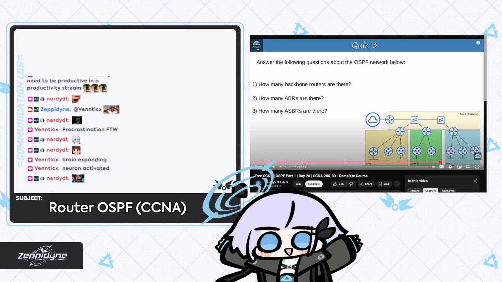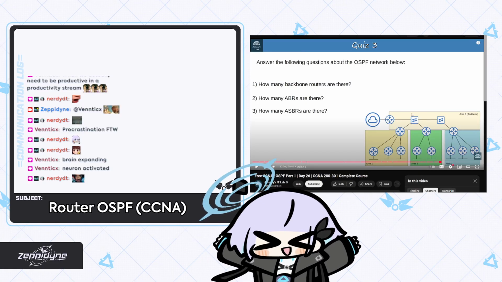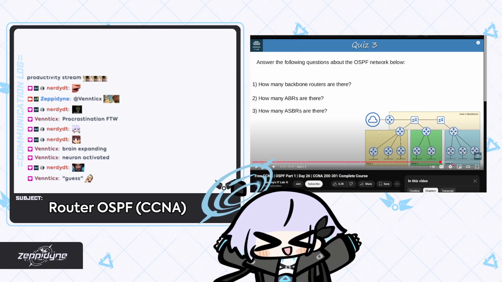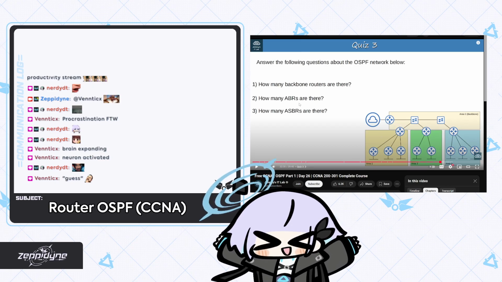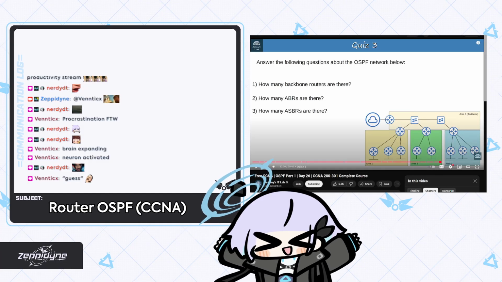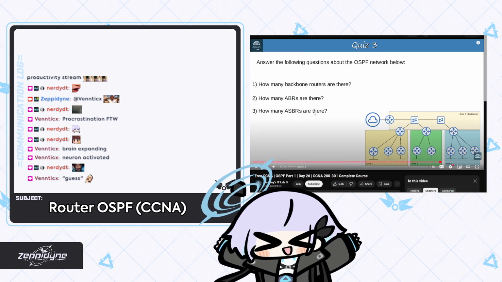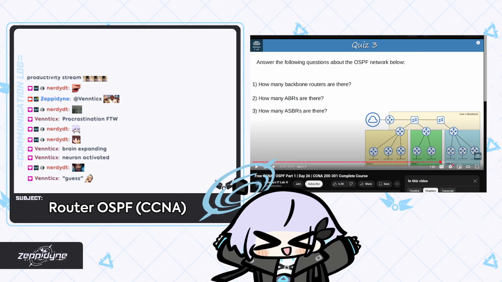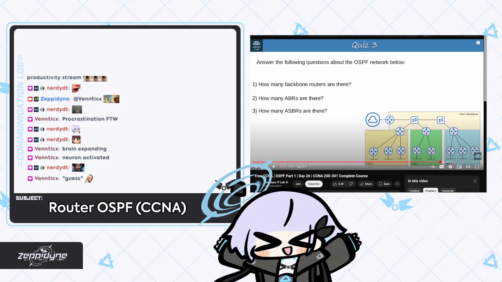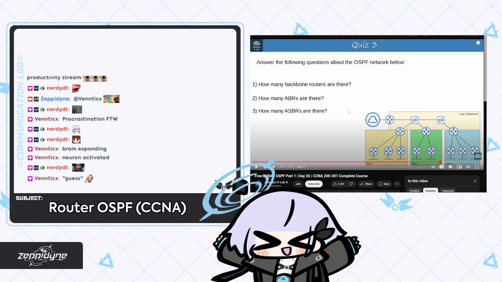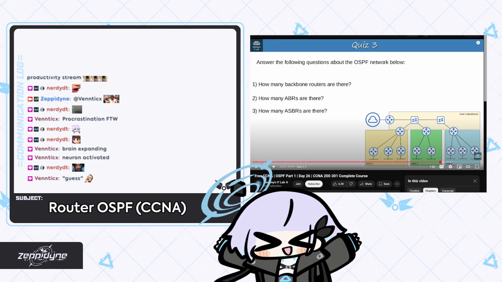Okay. Backbone routers, there's 4. 1, 2, 3, 4. ABRs, that's 1, 2, and 3. That's for area 1, 2, and 3, the ones connected to the backbone. It's 3 routers. ASBRs, there's only one connected directly to the internet, so it's just 1. The answer is 4, 3, and 1, respectively.